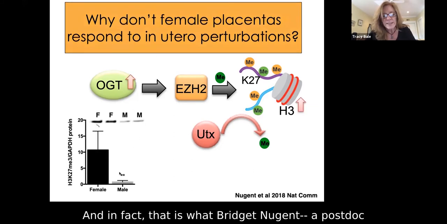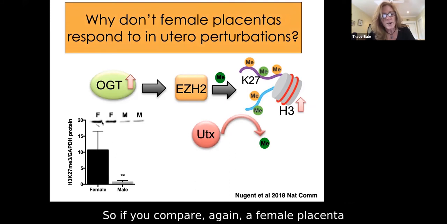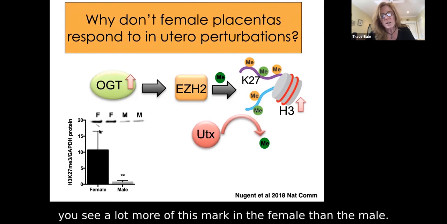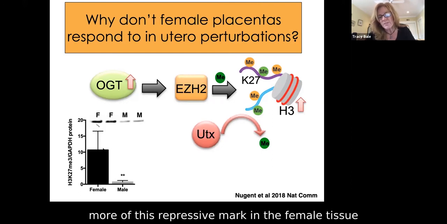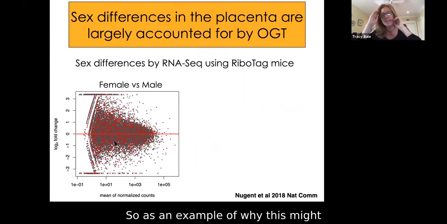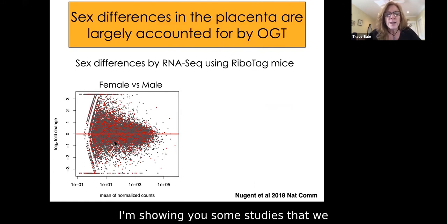And in fact, that is what Bridget Nugent, a postdoc at the time, found exactly. So if you compare, again, a female placenta to a male placenta from the same intrauterine environment, you see a lot more of this mark in the female than the male. Interestingly, this mark is also required as part of that process of X inactivation. So it's fitting that you would see more of this repressive mark in a female tissue than in a male tissue.